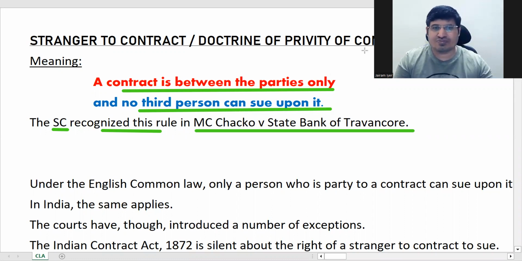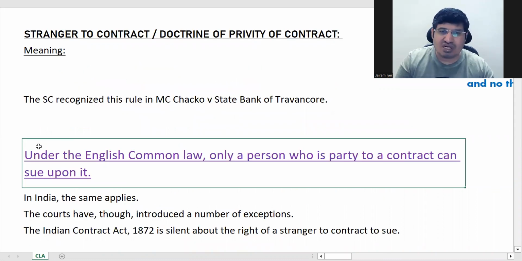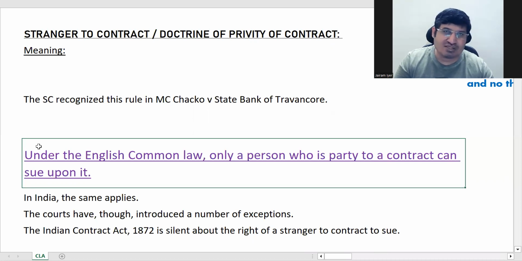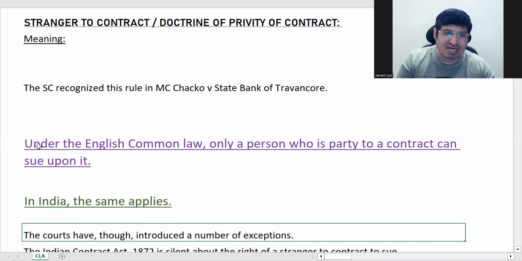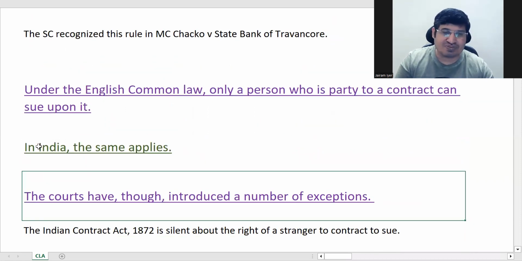Now, under the English common law, only a person who is party to a contract can sue upon it. So we have picked this from the English common law. Only the person who is party to the contract can sue upon it, that is, an outsider cannot sue. In India, the same applies, but the courts have introduced some exceptions where it will not apply.